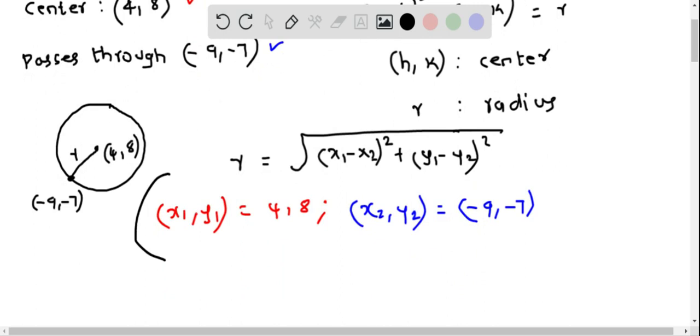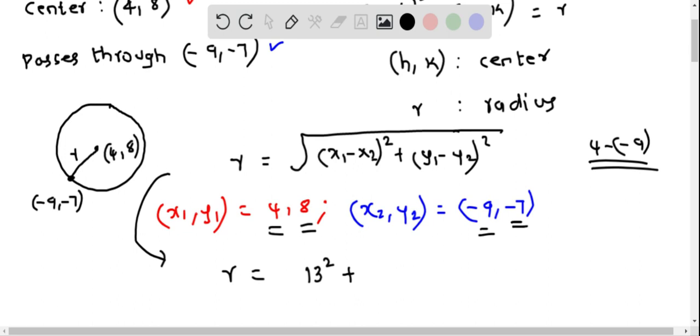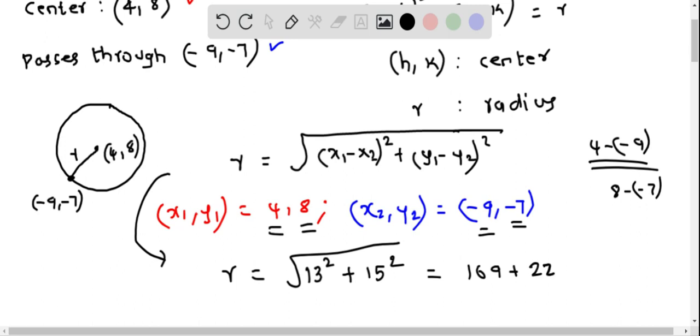So therefore this will become r equals the square root of (x1 - x2)², which is (4 - (-9))². So this becomes 4 minus -9, which is 4 plus 9, basically equivalent to 13. So it is 13² plus (y1 - y2)², which is (8 - (-7))². 8 minus -7 is 8 plus 7, which is 15. So this becomes 15² under the root. 13² is 169 plus 15² is 225.